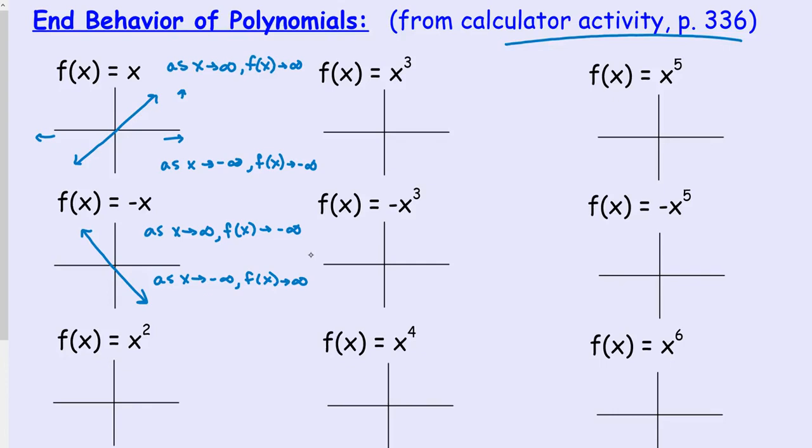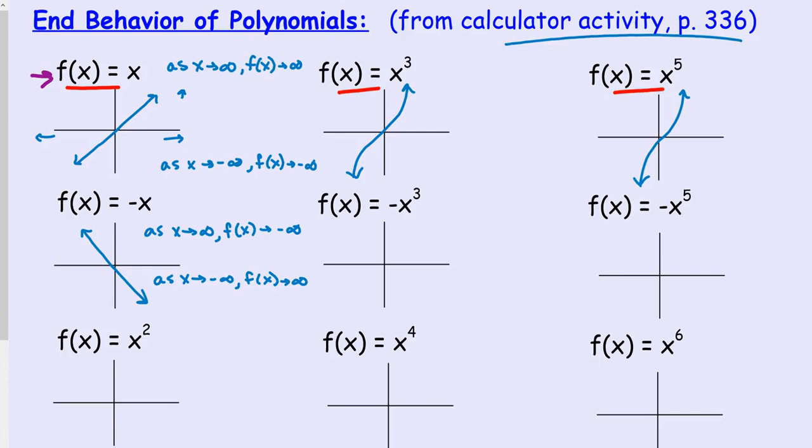So what you may have noticed when you looked at f of x equals x cubed was something like this, which has the same end behavior as f of x equals x. And then when you looked at f of x equals x to the fifth, it also may have looked something like this. And so all three of these have the same end behavior. Up to the right, down to the left.